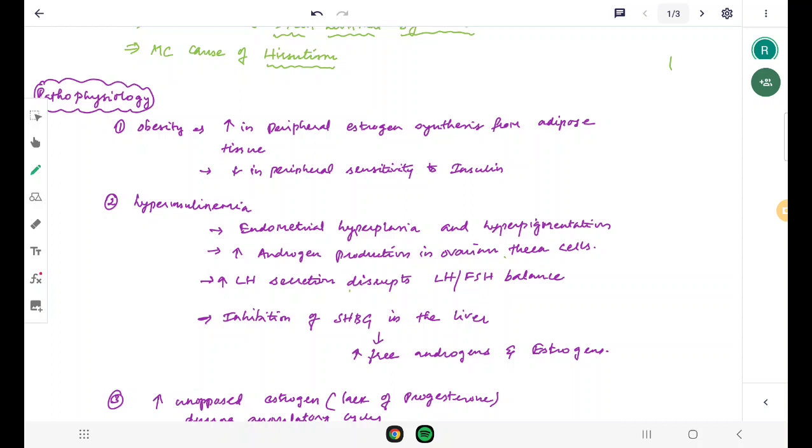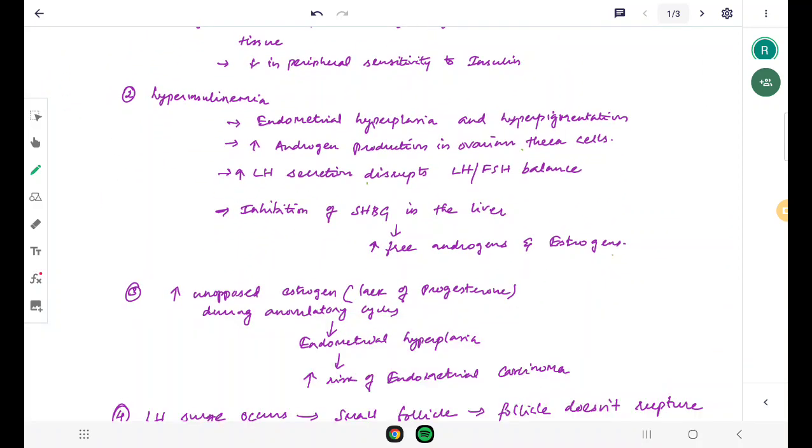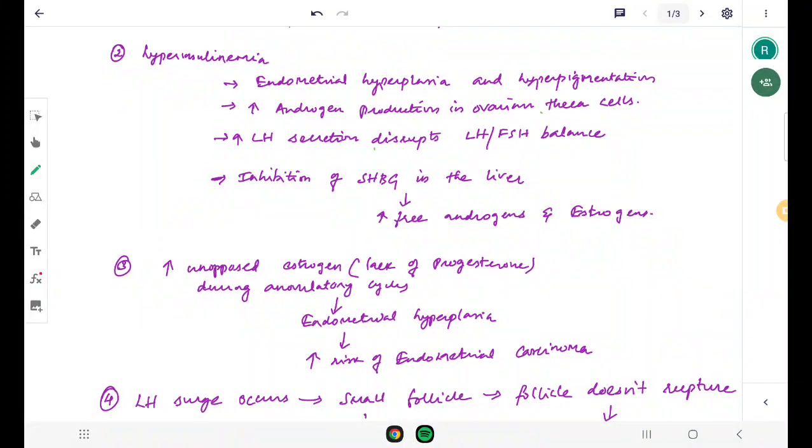Because of increased estrogen, we know that there is increased luteinizing hormone secretion. That interrupts the balance of luteinizing hormone and FSH in the ovary. Because of that, there is inhibition of sex hormone binding globulin in the liver. As we know, sex hormone binding globulin binds the free androgens and estrogens. Because of this inhibition, there is an increase of free androgens and estrogens. Because of this increased estrogen, it causes endometrial hyperplasia.